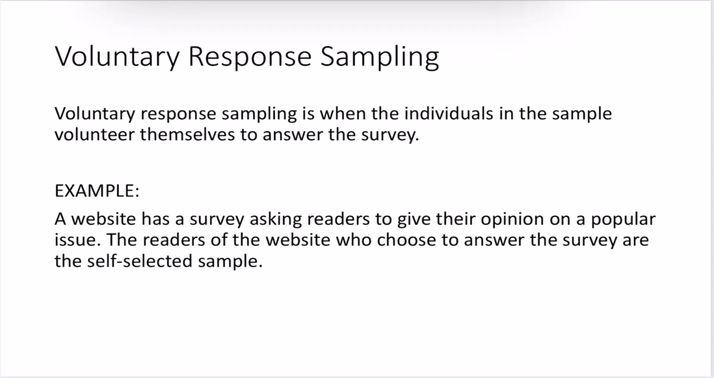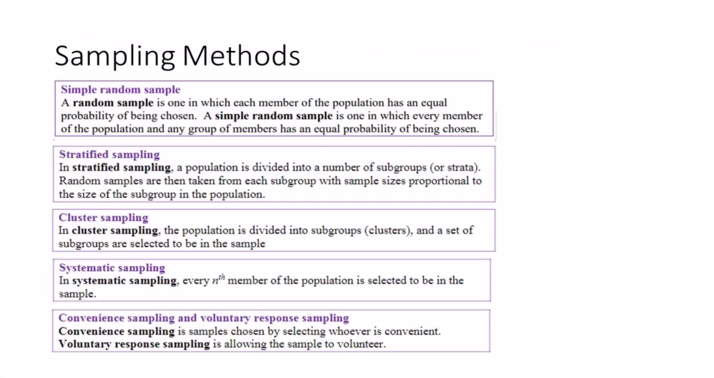And voluntary response sampling is very similar because voluntary response sampling is when the individuals in the sample volunteer themselves to answer the survey. So an example of this might be if you had a website and you wanted to ask your readers to give their opinion on some popular issue. And if you posted the survey on your website, the readers of the website are going to choose whether they answer the survey or not. And so they are a voluntary response sample because they are self-selecting themselves to be in the sample. And in a later video, we'll talk about some of the biases that can come from this type of sampling.